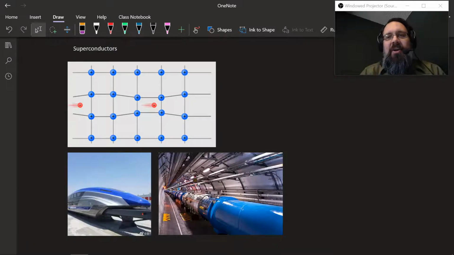And so if you send a current through a superconductor, it will never stop flowing. And you can use this to create magnetically levitating trains, and you can use this to create particle colliders where they smash particles together at 99.99999% the speed of light.